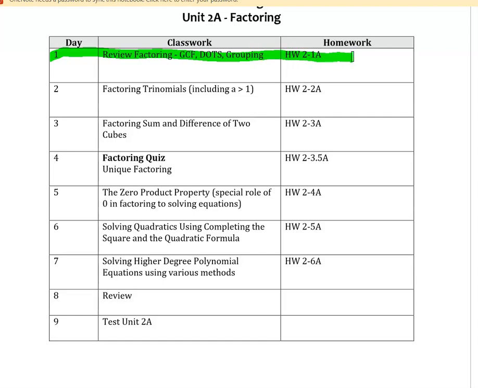So today we're going to review factoring that you would have seen in prior courses. It's going to be GCF, or greatest common factor, difference of two perfect squares, and grouping.